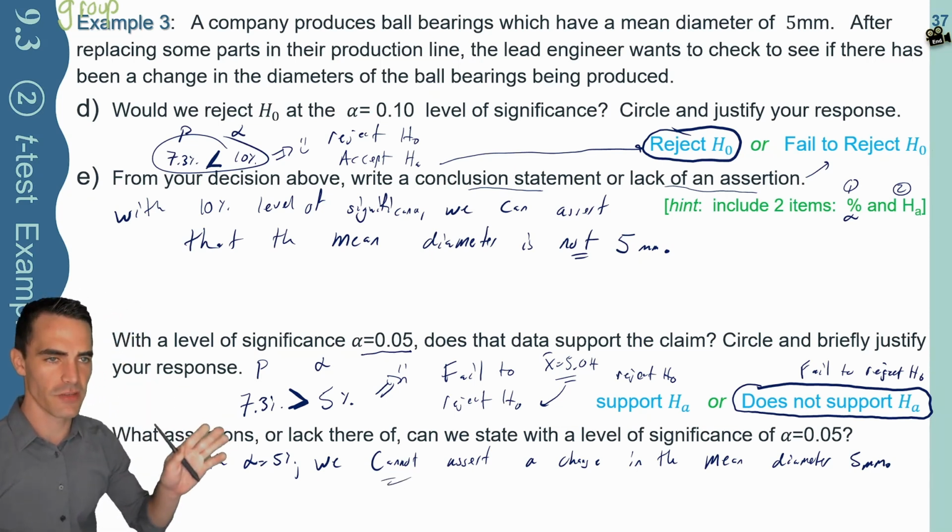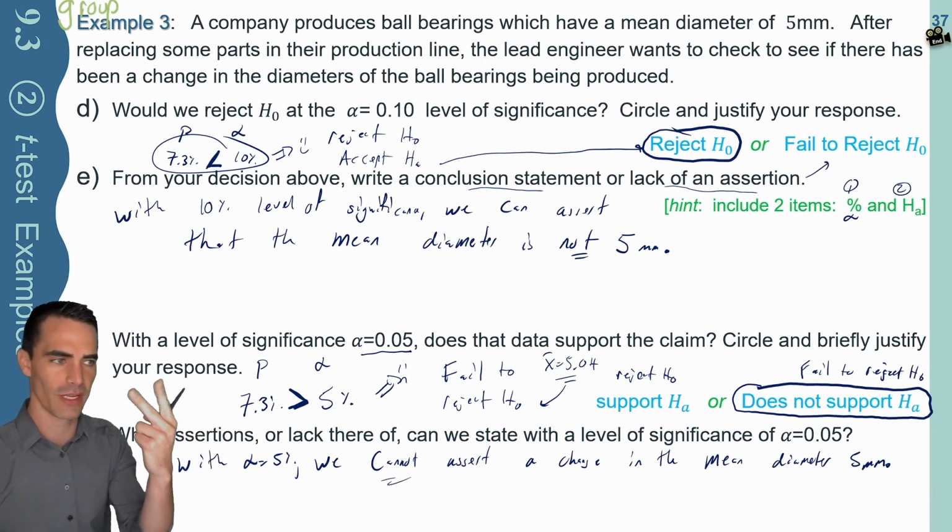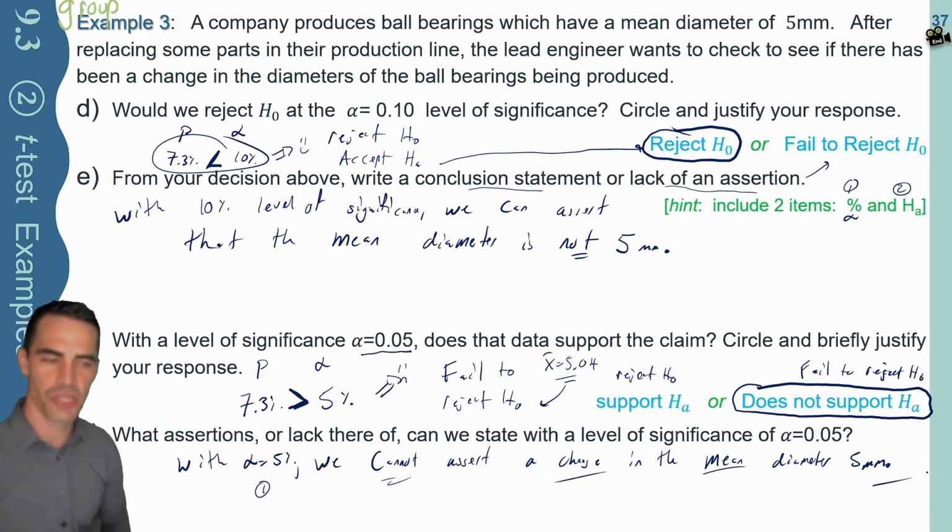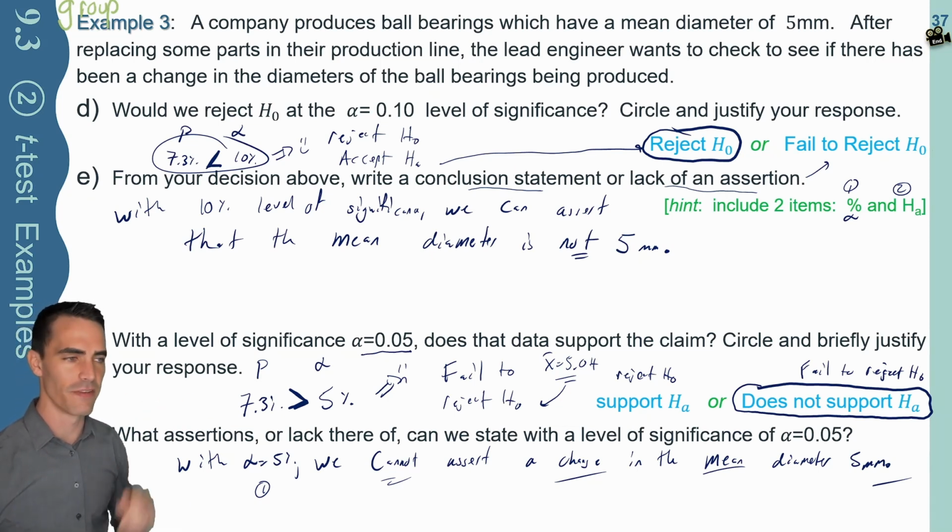Again, there are many ways to write these statements. We should make sure we always have those two ingredients. Level of significance, got it over here. And then maybe I wrote it a bit differently. But mean change, 5 millimeters, we cannot assert. We have those two ingredients and you're golden. You know what this bottom statement is? It's a very fancy way to say nothing at all. And that's really how these hypothesis tests go.